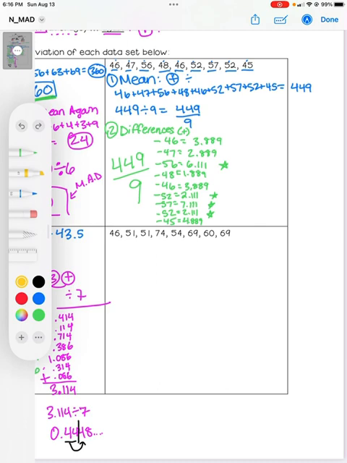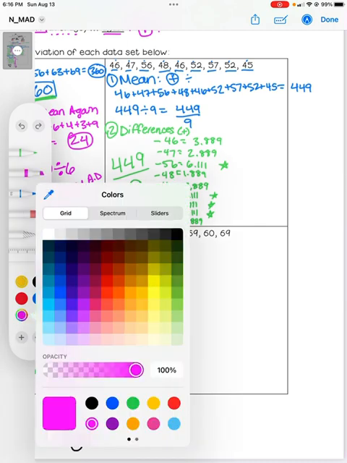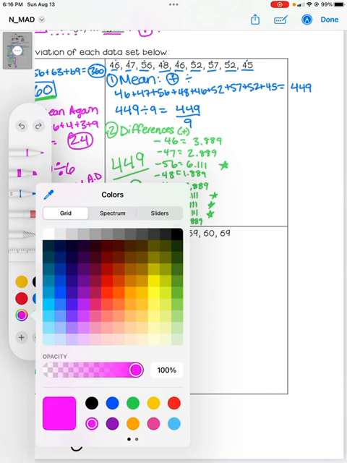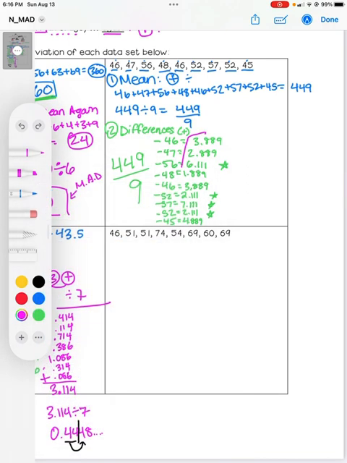Now that I have all of the differences, I'm going to use these numbers and a pen, not a highlighter. I'm going to use the numbers from step 2, all of these distances. And I'm going to find the mean or the average of those. Again, okay. So we're going to have to add all of those up.